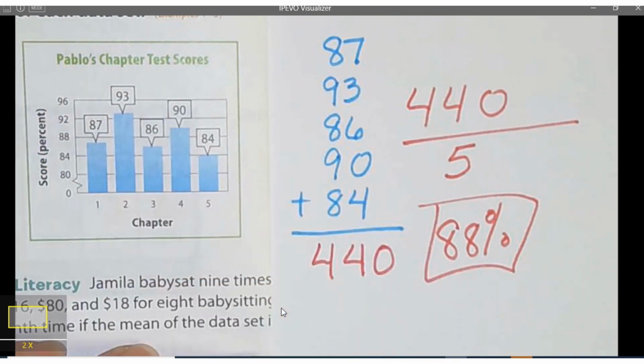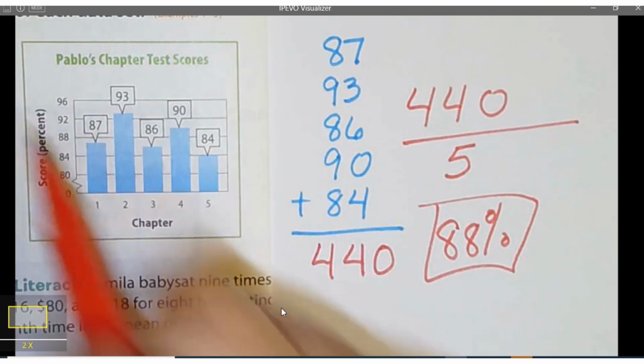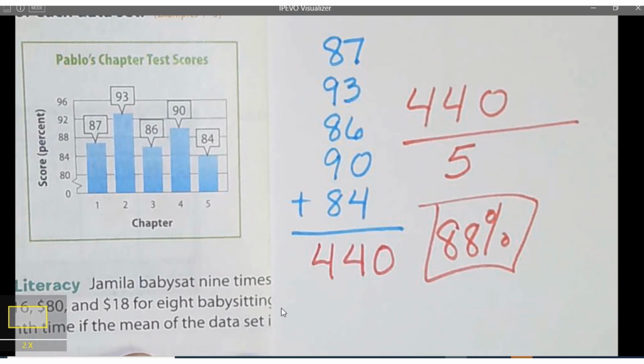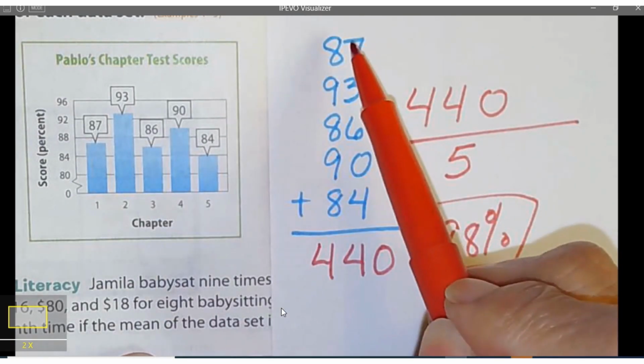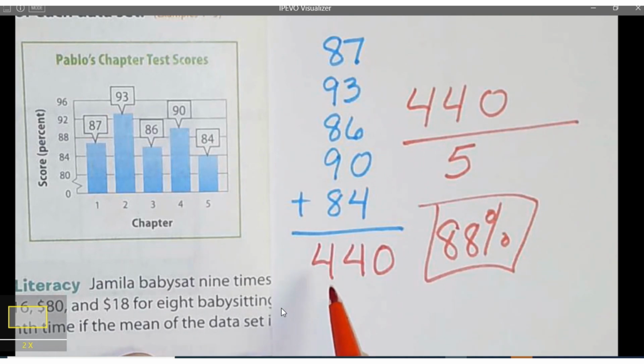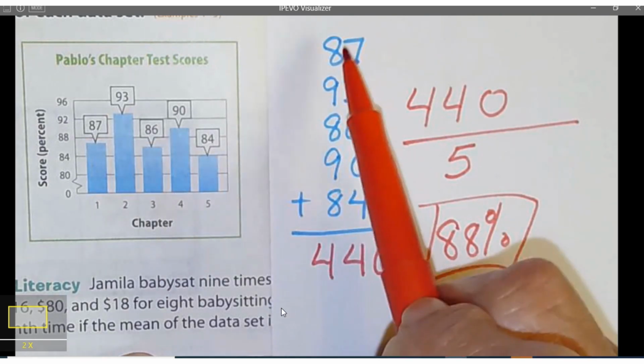So that's the percentage that Pablo received on the total of 5 test scores. And all we did was add the numbers up, then divide it by the total pieces of data in the data set.